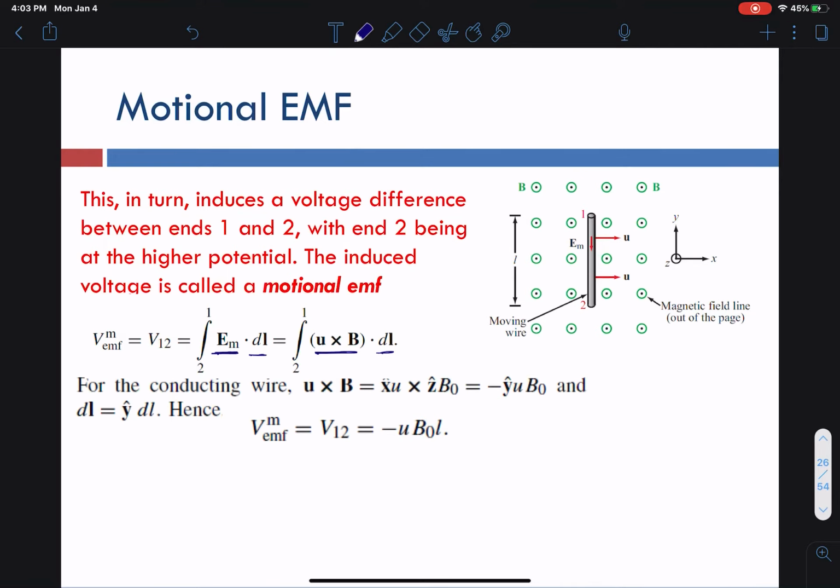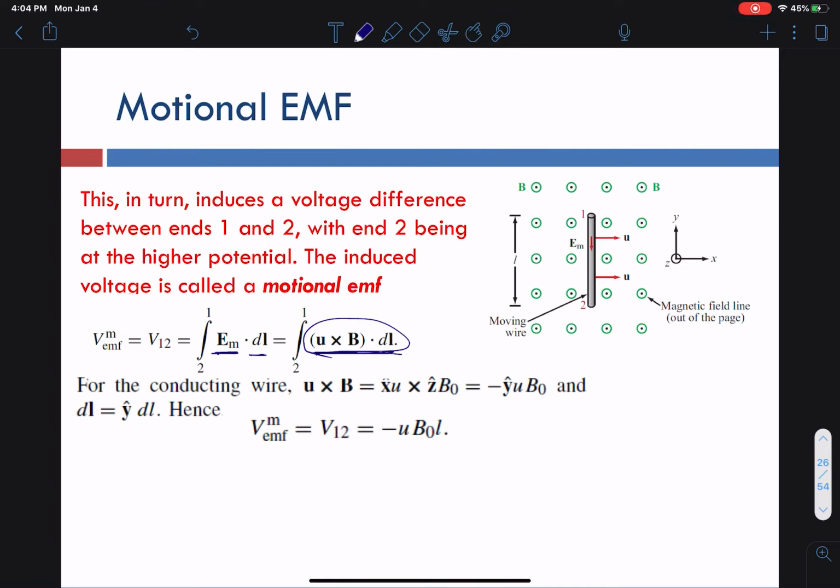So this dot product, they need to be in the same direction, or not at a 90-degree angle. If you have a 90-degree angle between U cross B and DL, you get zero voltage. That makes sense. So it cannot be 90. If they're aligned in perfect direction, you get the max voltage. If you have an angle difference less than 90, you get reduced voltage.